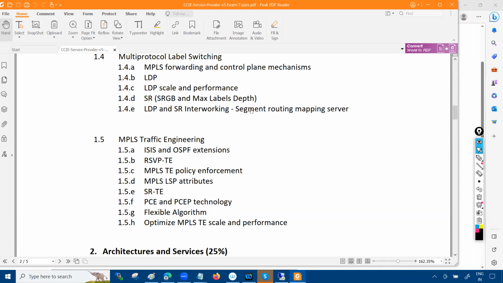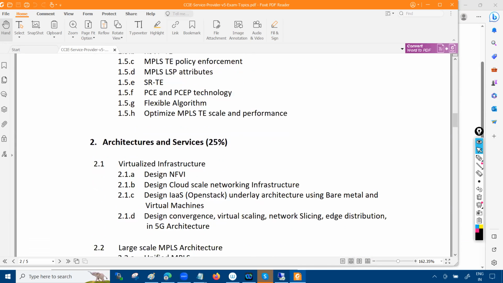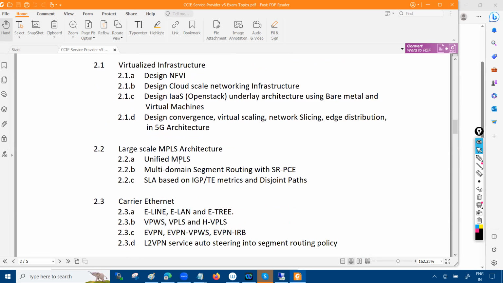Let me pause the recording for this right now. Then after that, we cover the TE part. Then we'll go for how you can deploy unified MPLS, right? Previously it was not there. Before BGP-LU, unified MPLS was not there. So BGP-LU played a big, important role in unified MPLS.